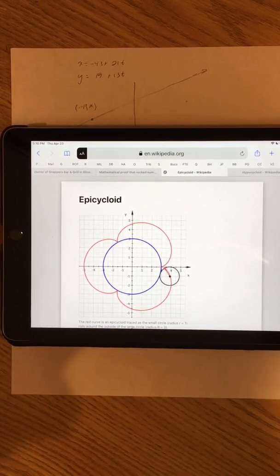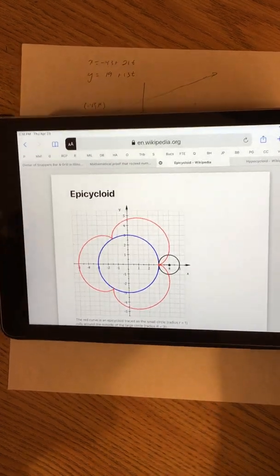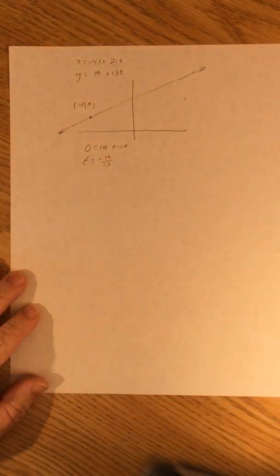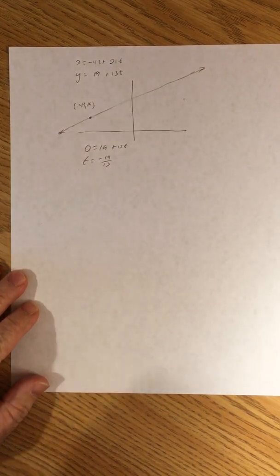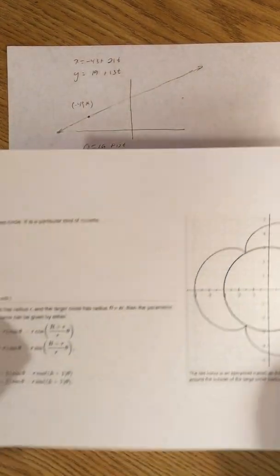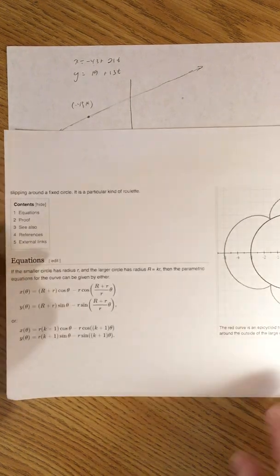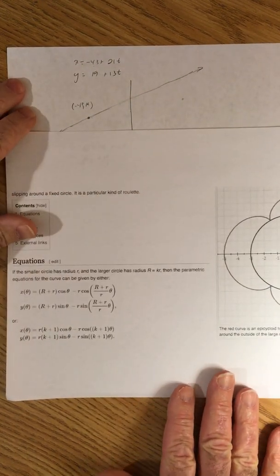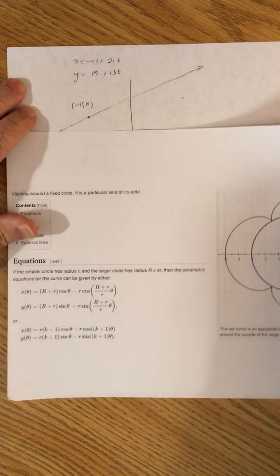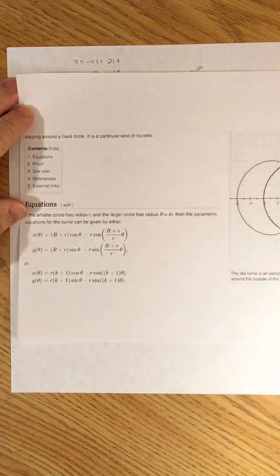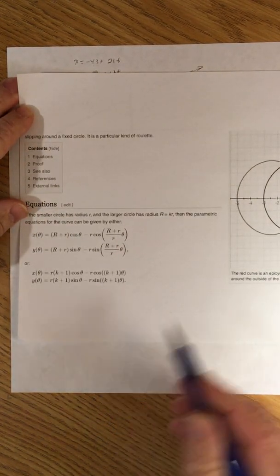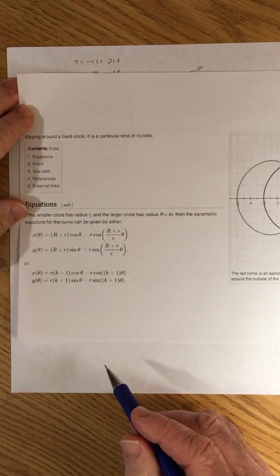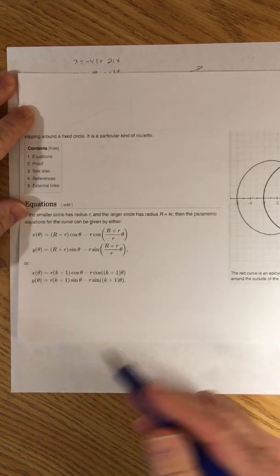Now, if I go to the Wikipedia page, which I'm on, but I'm not going to take it off of this view where we get the nice animation. Here, they give us equations for the epicycloid. And I'm doing this to show you how you can do your assignment by looking at the Wikipedia page, and you'll see what your assignment is. It's not going to be the epicycloid. This is just an example.